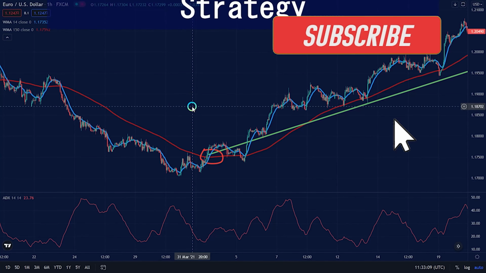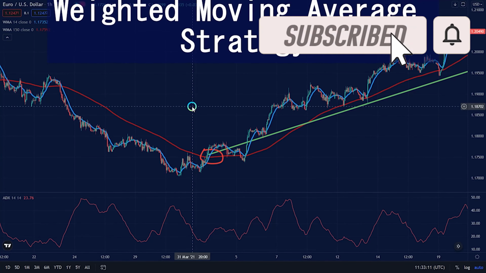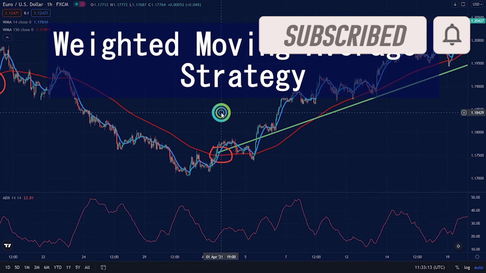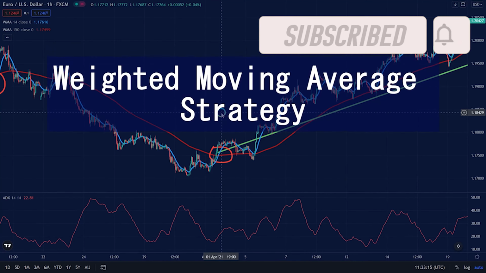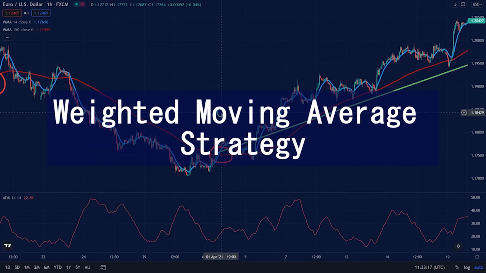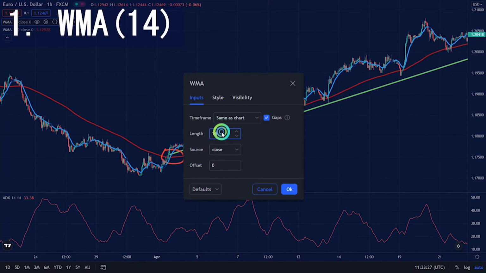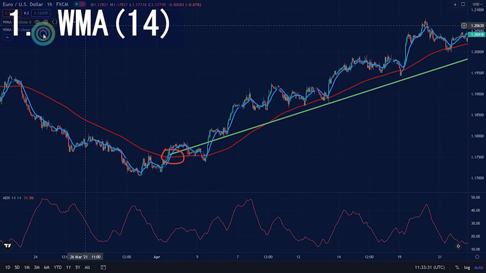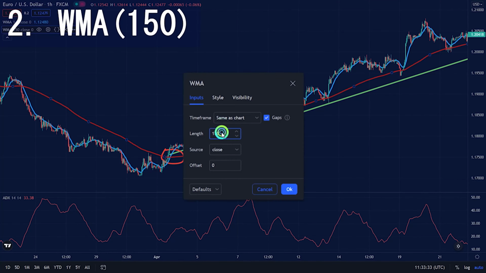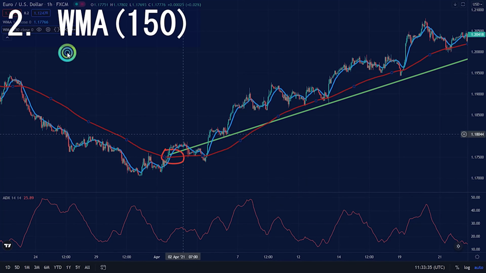Now I show you where you should exactly enter the markets, and then I will show you how you can actually exit the markets in a profitable way. So basically, what you will need is two weighted moving averages. The first is a 14 period weighted moving average, and the second is a 150 period weighted moving average.